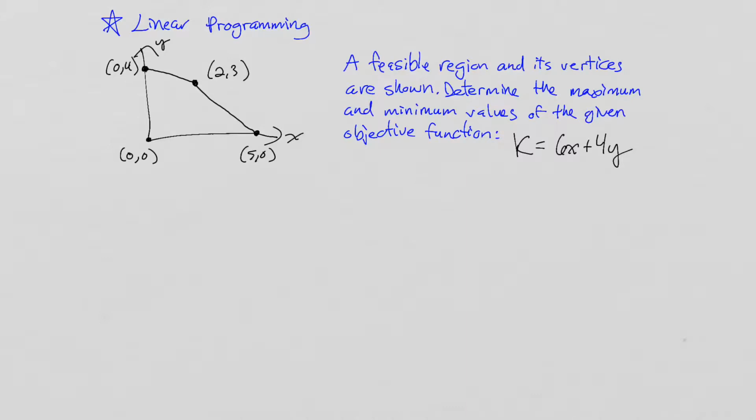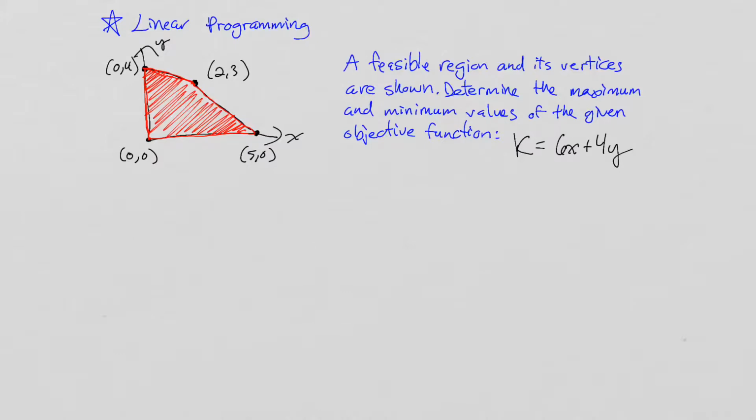Okay, our next problem will be about linear programming. And in this case, we have a feasible region and its vertices are shown. And this is made by 4 different inequalities. So there's a line here that was created. There was another line here that was created here and here. So all 4 lines put together, and we enclose the region. It's called a feasible region. And this is what's going to determine our maximum and minimum values.